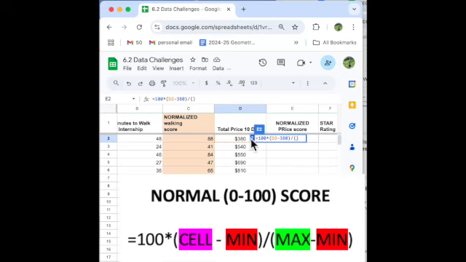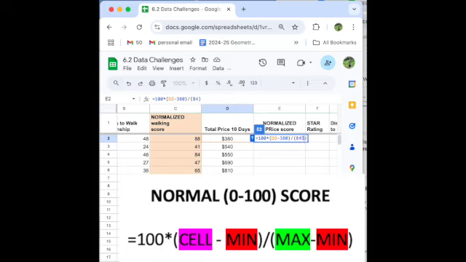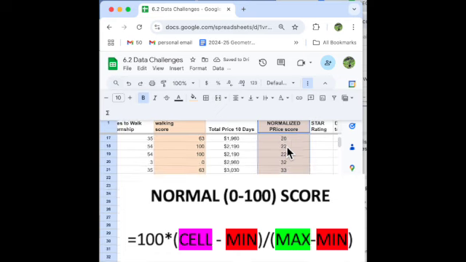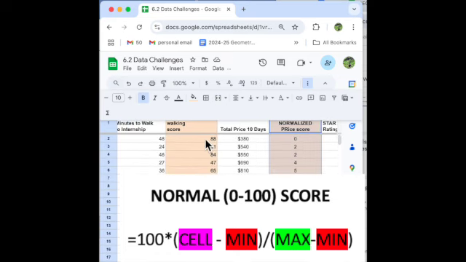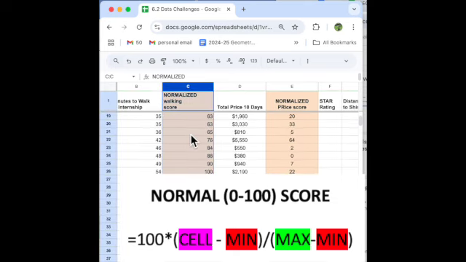Second one, I'm going to look at the highest and lowest values. So the highest is 8,450, the lowest is 380. 8,450 minus 380. There it is. So now this score goes from 0 to 100 for the price, and I can sort this one. It also goes 0 to 100 for how close this place is.